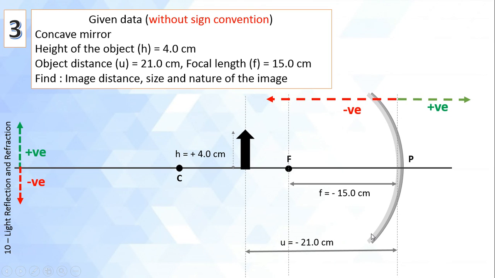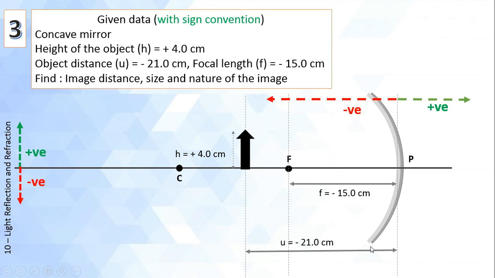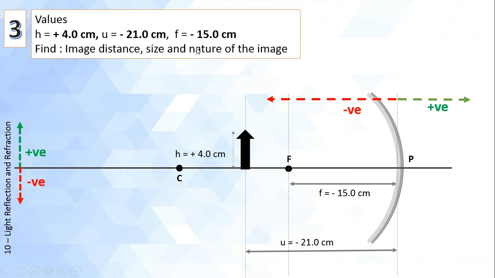I completed drawing the rough diagram and I noted that the height of the object is plus 4.0, the focal length is minus 15, and the object distance is minus 21 centimeter. I have written the values here. Now the objective is to find the image distance, size and nature of the image.